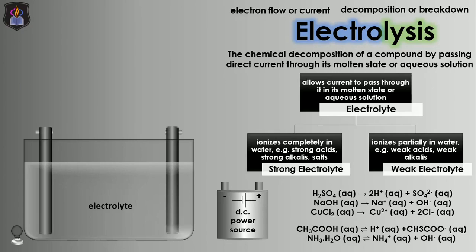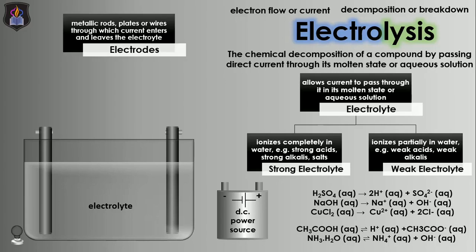The single forward arrow shows a reaction that goes to completion, while the double reversible arrows indicate an incomplete or partial reaction. Electrodes, on the other hand, are rods, plates, or wires through which current enters and leaves the electrolyte. They are the media through which electrons leave and enter the electrolyte. They are mostly metals except carbon graphite, which is a non-metal.